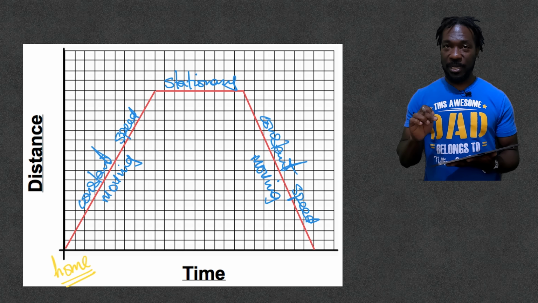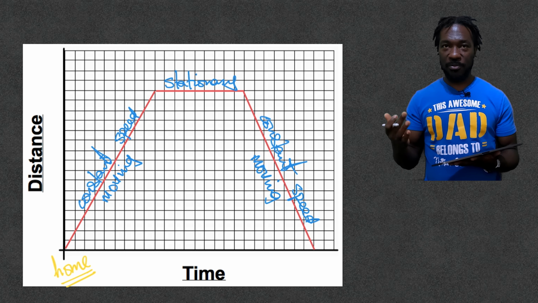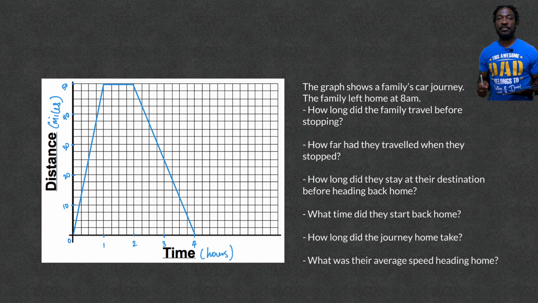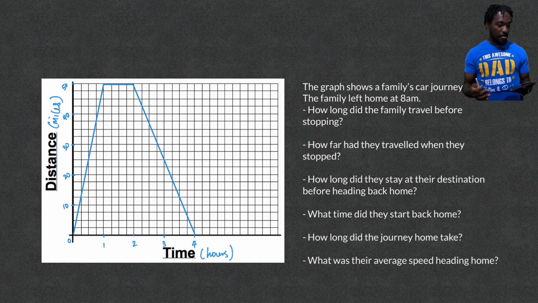Now, let's go and deal with how we solve problems. So here I have got a problem facing us where the graph is already drawn and we have some questions to answer. But don't forget that this is all about interpretation. So we are interpreting the distance time graph. So let's go straight into it. Let's read the information and see what we've got. The graph shows a family's car journey. The family left home at 8 a.m. Oh, so I might need to make some changes here. So let me do that now.